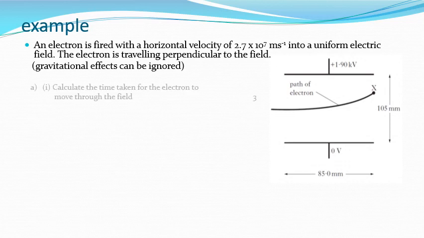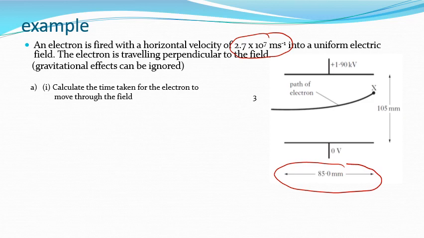Okay, so let's look at these questions one by one. If we want to work out the time to move through the field from the left to the right, then horizontally there are no forces acting upon it, and we're given the velocity at the top of the page here, 2.7 times 10 to the 7 meters per second, and we're also given the distance between these two plates. So we can simply use speed, distance, time to work out the time that the electron takes to go from the left to the right.